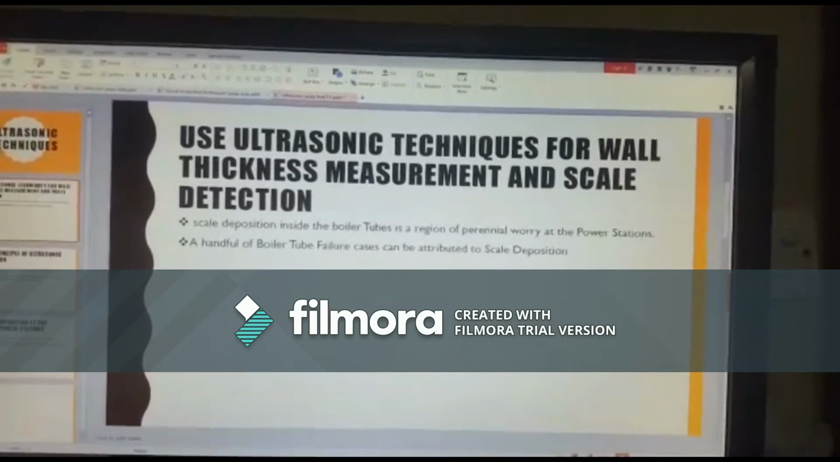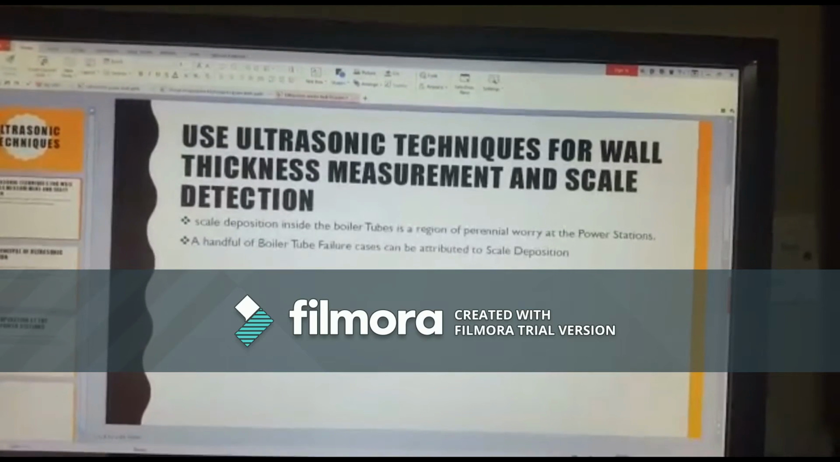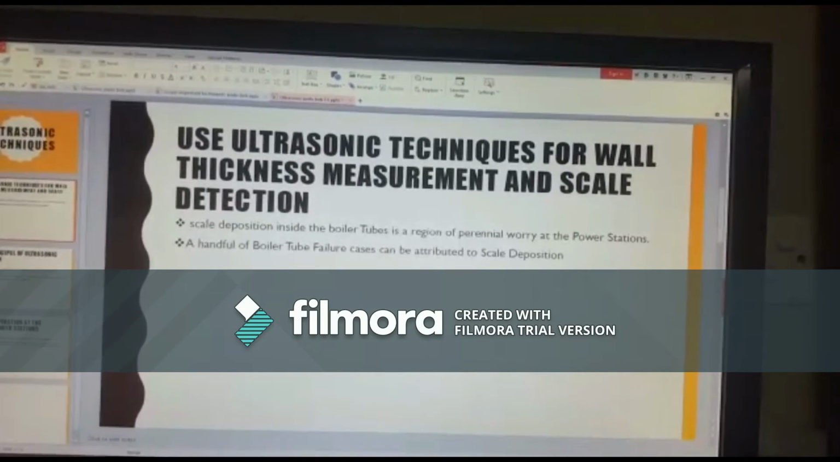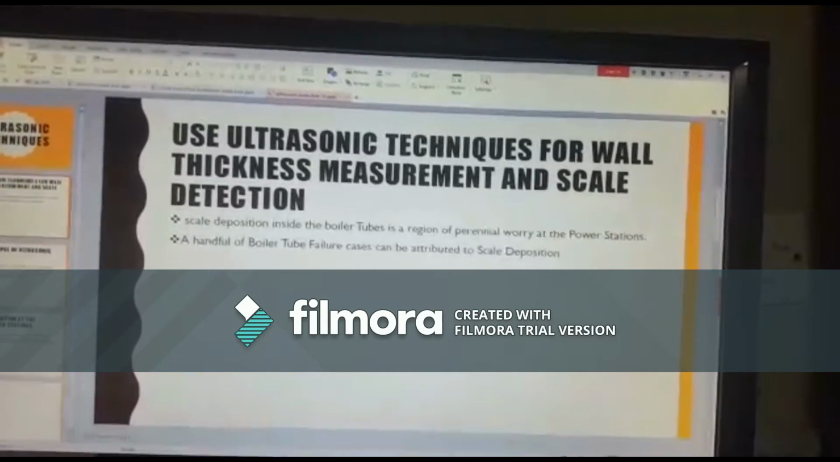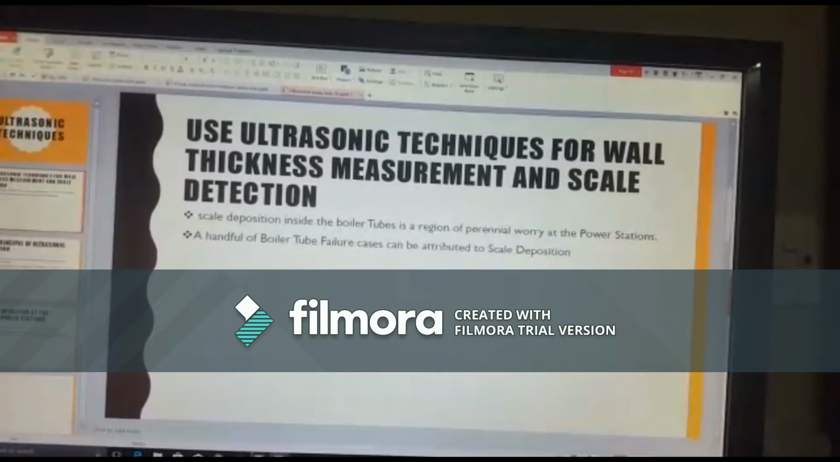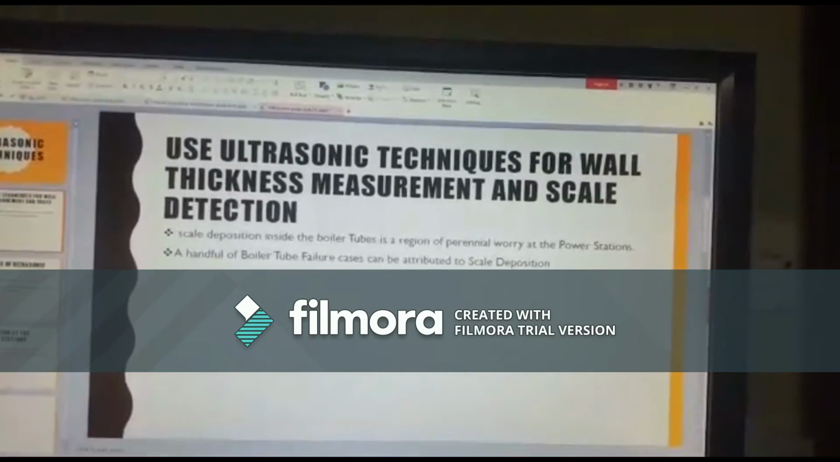Purification of river water by using some chemical compound is a burning issue of research interest in analytical chemistry, but scale detection and wall thickness measurement using the ultrasonic technique has proved to be an immediate remedial measure to this long-term problem.